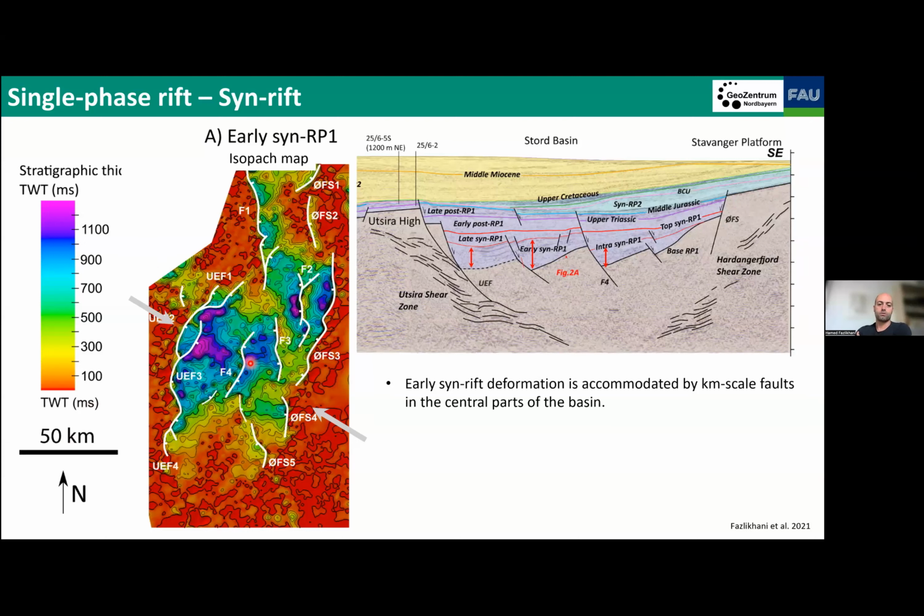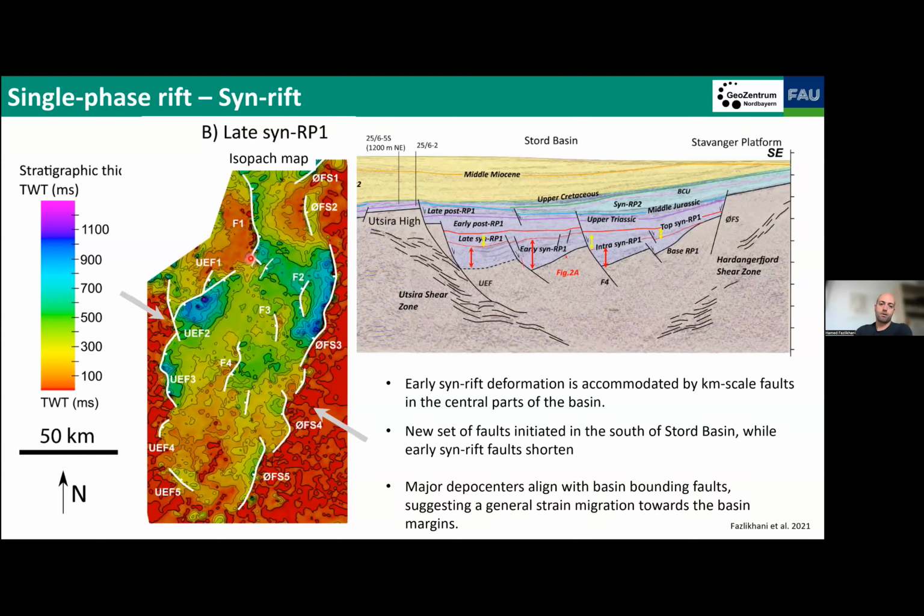As we move up, during the latest stages of syn-rift 1, the general thickness reduces, and now it seems that the main depocenters are localized along the basin-bounding faults. This time thickness map is the interval that I show with the yellow arrows, and the section location is shown by these gray arrows.